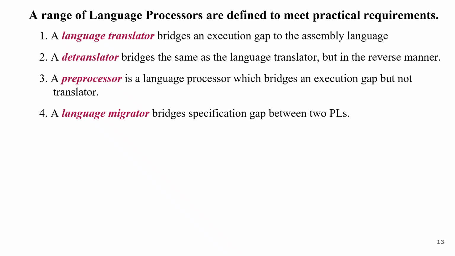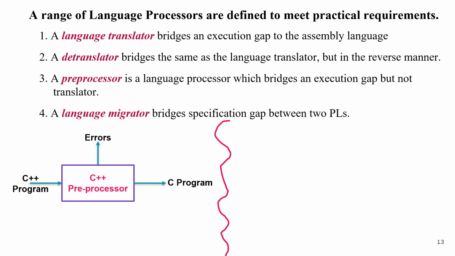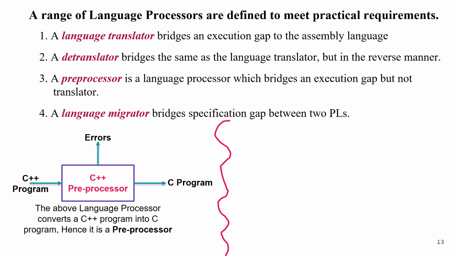A language migrator bridges specification gap between two PLs, between two programming languages. Let us understand. So here I have my C++ preprocessor. The input to the C++ processor is a C++ program, which you call it as a source program. And the output, that is my target program, is nothing but my C program. While performing the conversion of C++ program to C program, if this preprocessor gets any error, it will halt the conversion of source program into target program.